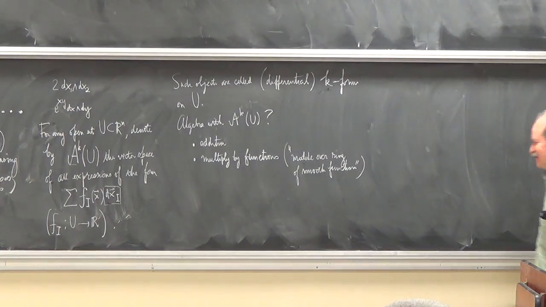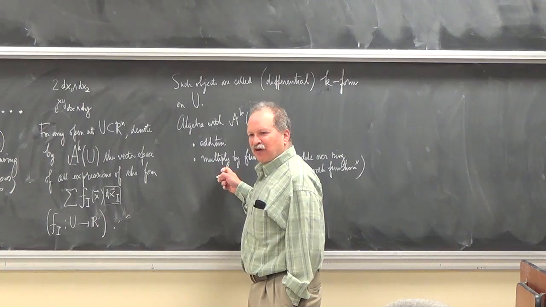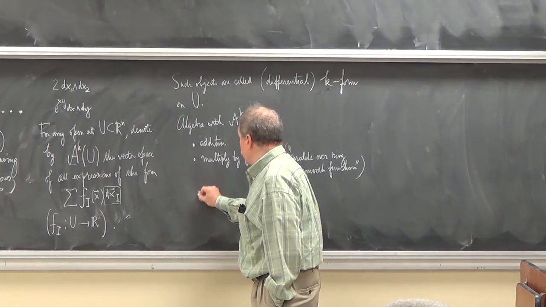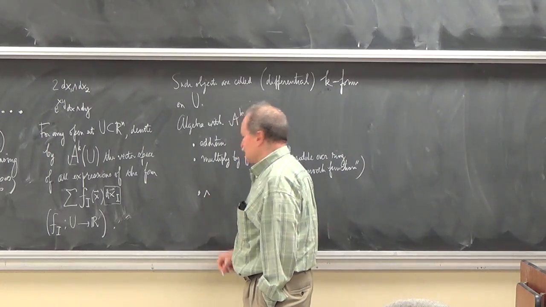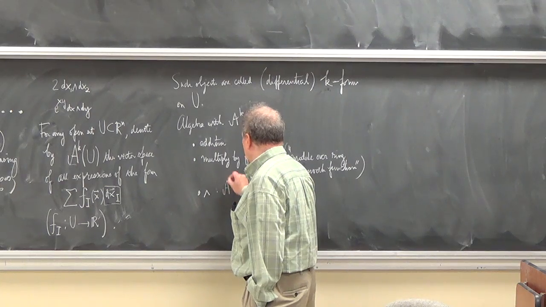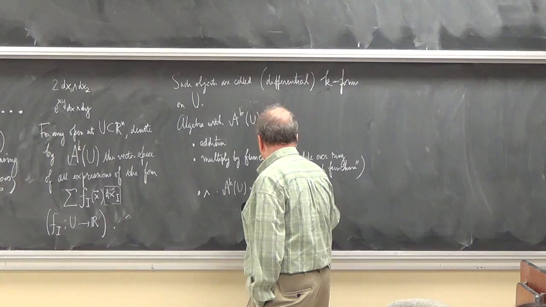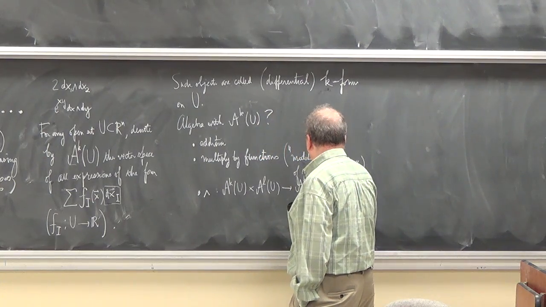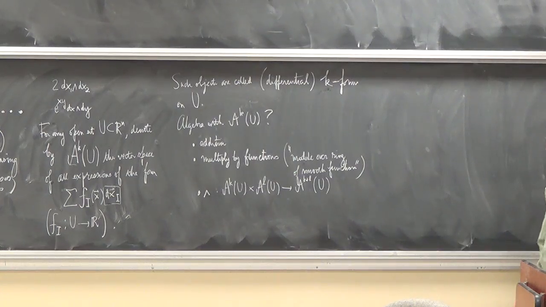So we can add, we can multiply by functions, but what else can we do? We can wedge. We have wedge, which allows us to take k-forms together with l-forms and end up with k plus l forms. And what properties did we state about that yesterday?